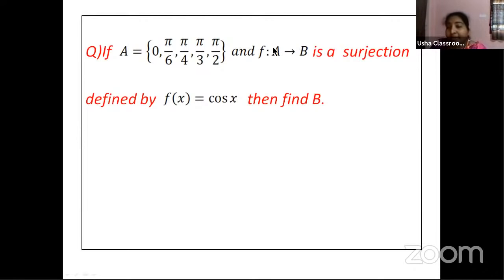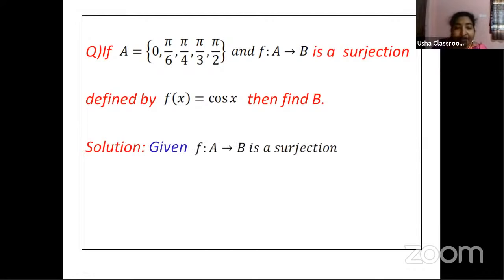And you are given that f is a function from set A to set B. Now, what is there in set B, we don't know. We need to find out. All right. Now, how will you find out? You will find out by making use of this function. F of x is equal to cos x. Right.